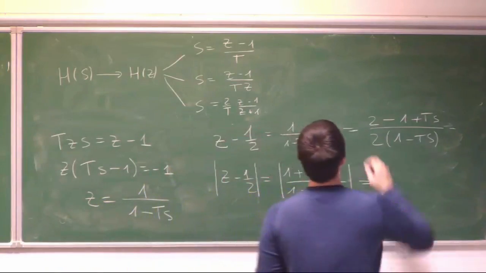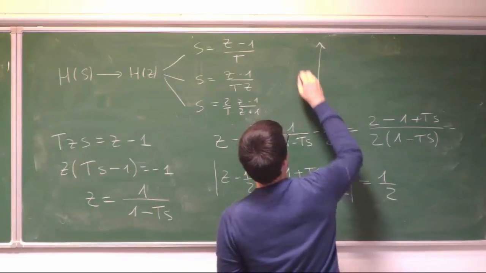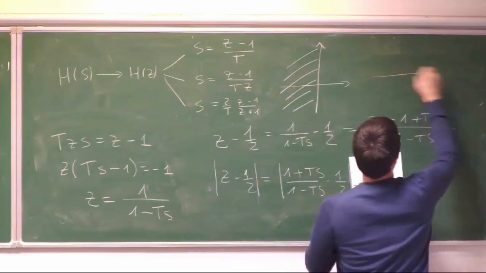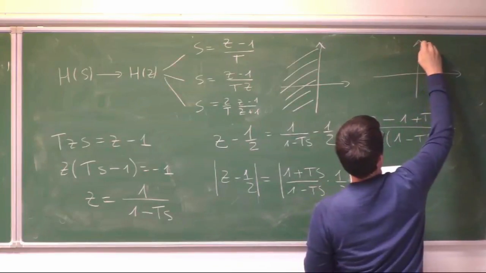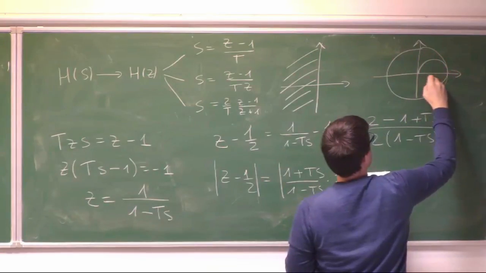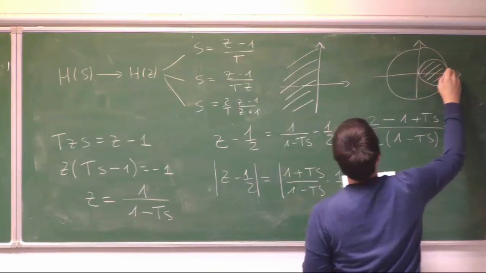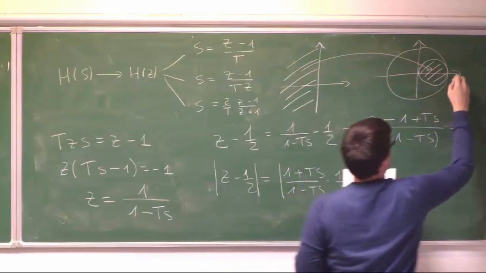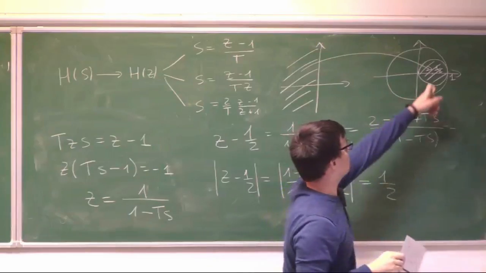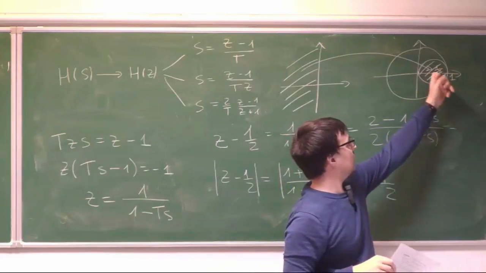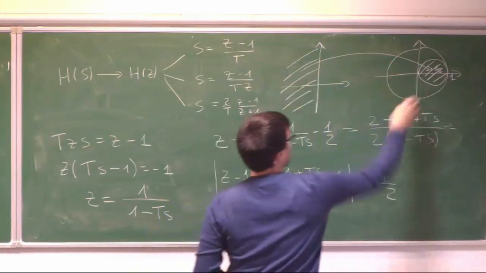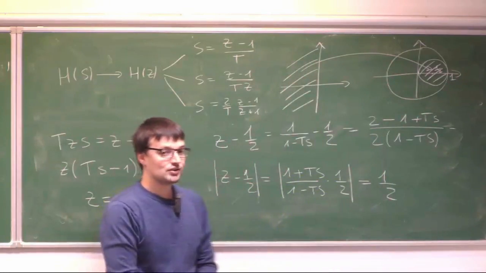Okay? So it means that the left-hand side of the complex plane is mapped in here, okay? So where this is 1 over 2. So it's a little circle of radius 1 over 2 and is centered in 1 over 2, okay? And the left-hand side plane is mapped there. Also, this transformation does not preserve stability.